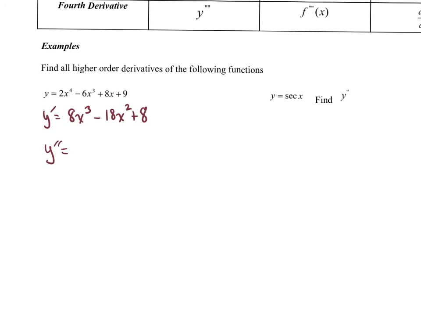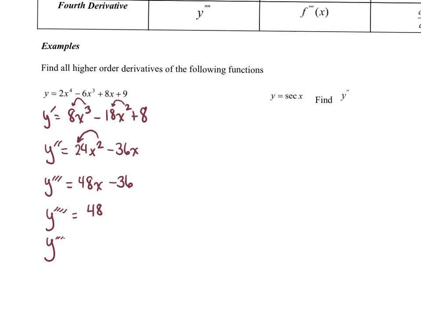Y double prime is just going to be the derivative of that. So we'll take the 3 down and we'll get 24x squared minus 36x, and then the 8 goes away. So you can see each time you're getting rid of terms. Doesn't have to be every time, like in this case I won't get rid of anything, but the powers go down. So this is 48x minus 36. So the fourth derivative is going to be just 48, and then the fifth derivative would just be 0. And now there's no more derivatives, because the sixth derivative would be 0, the seventh derivative would be 0, all the rest of the derivatives would be 0.